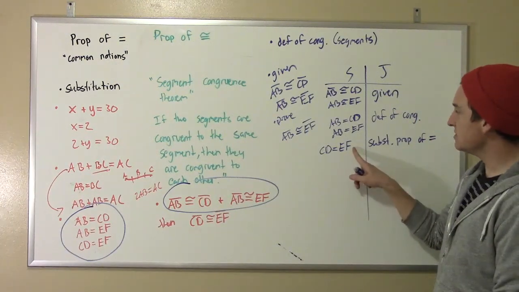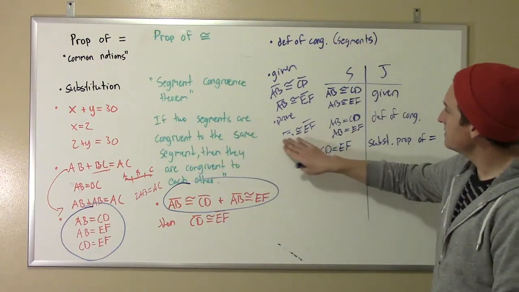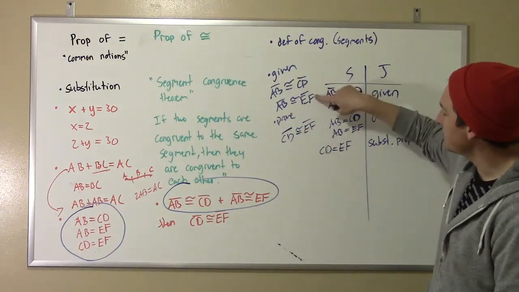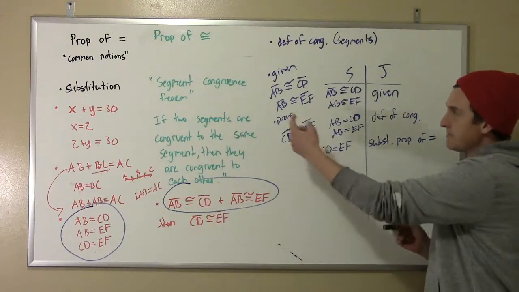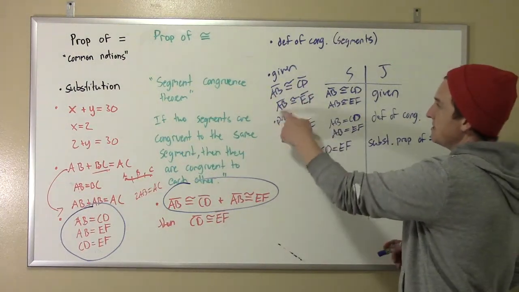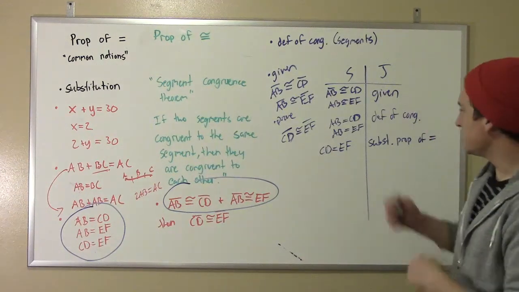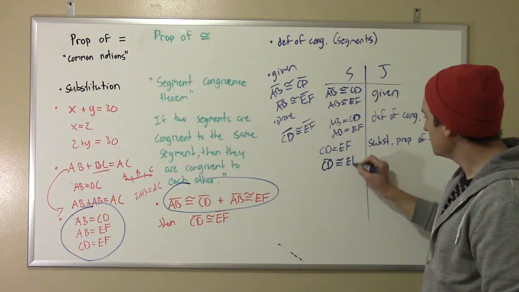All we got to do is, we wanted to prove, I put the wrong statement. We wanted to prove that the second and the third guy were congruent. Sorry about that. We already had that statement. So AB is congruent to CD, AB is also congruent to EF. We want to prove that CD and EF are congruent, which we basically just did here, right? So CD is congruent to EF.